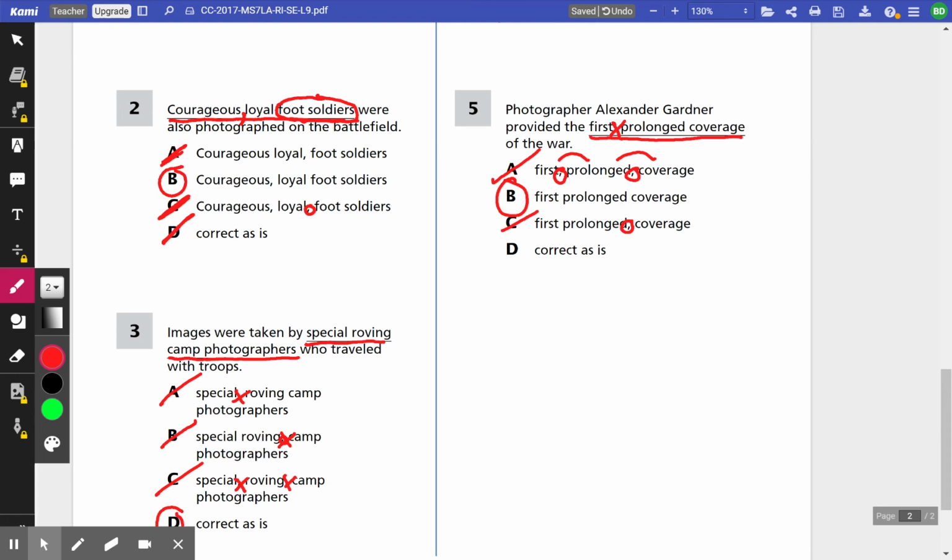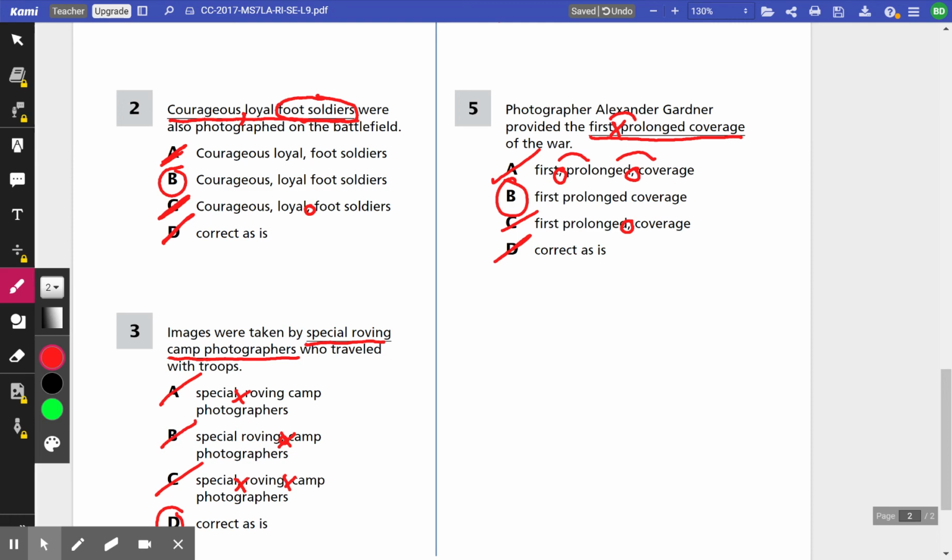And based on everything that we've talked about, we know that answer choice D is incorrect because this one puts the comma between first and prolonged, right? So we know that with that comma there, if it was correct, they would be coordinate adjectives, but they're not coordinate adjectives, right? So answer choice D is wrong because this is not correct as it is. So answer choice B is the only one that works because it's the only one that has no commas in that section of the underlined sentence.